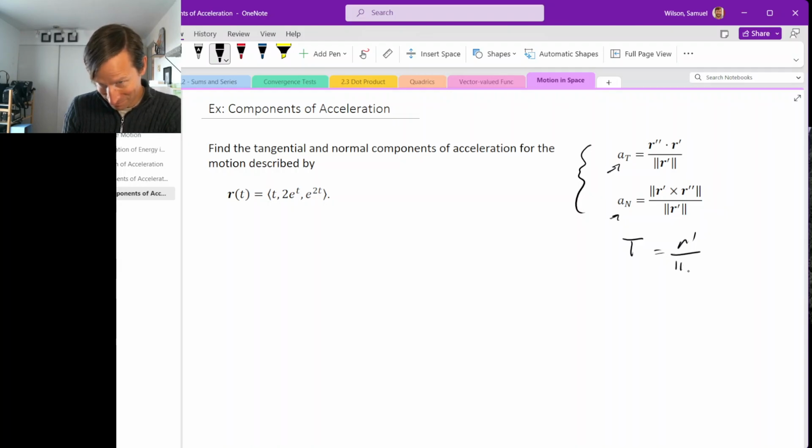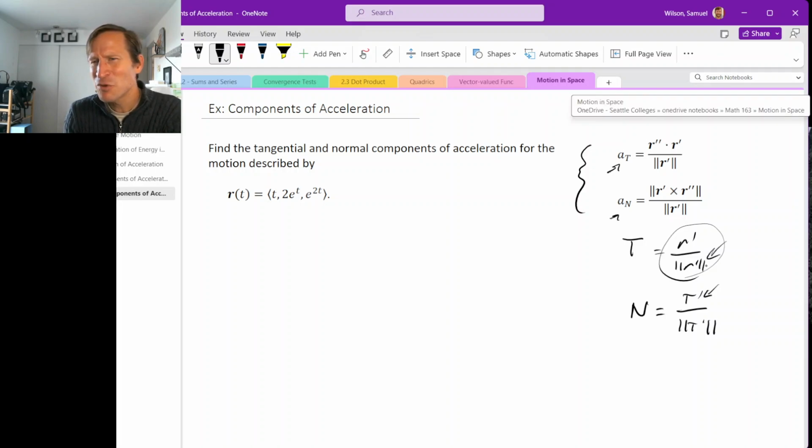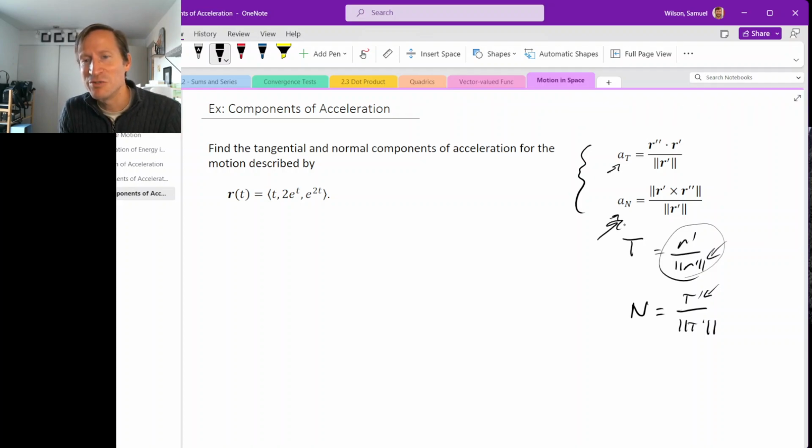We're going to have to compute all of these pieces anyway. T is r prime over the length of r prime. But then you'd also have to explicitly calculate N, which is T prime over the magnitude of T prime. And T prime, to differentiate T, you'd have to differentiate this magnitude in the denominator, and that frequently makes a giant mess, right? Because this magnitude is really the square root of a bunch of stuff. And differentiating that, it's always possible, but it's also frequently very annoying. So it's nice to have these formulas so that we don't need to explicitly calculate T and N.